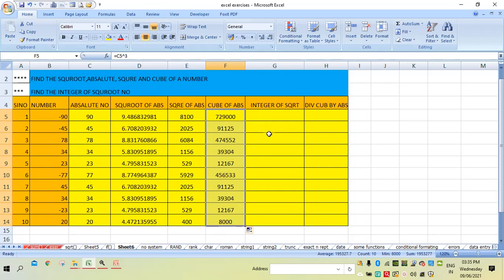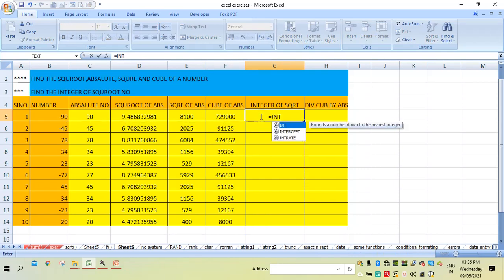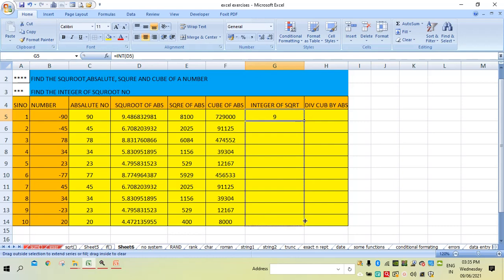So now find the integer for the square root. So these are the square root. So let me find the integer of these numbers. So to find that, is equal to int in bracket, select this cell. So this is an integer. Let me copy the formula.